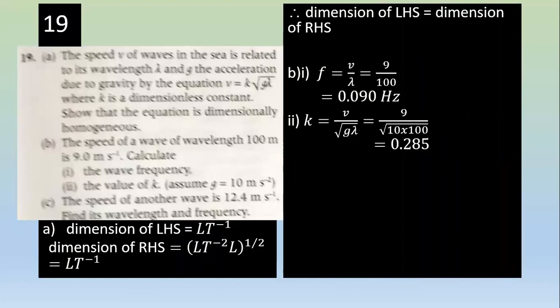Okay, we need to know how to play with the formula. It is required of you. The speed of another wave is 12.24 meter per second. Find the wavelength and frequency. Right? This is just playing with formula, that's all.